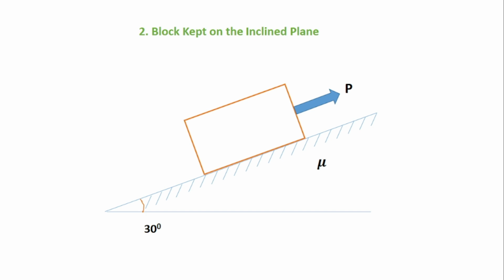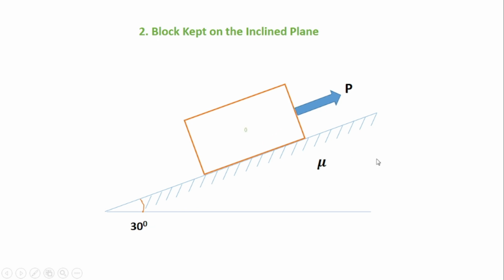So as we are discussing friction, we'll start the second part of friction, that is a block kept on the inclined plane. Now the plane is not horizontal, it is making an angle theta, that is 30 degrees with the horizontal, and a block is kept on this surface. The coefficient of friction between the block and the surface is mu. Now we'll analyze this motion.